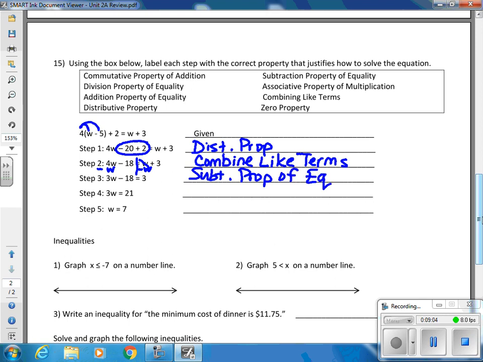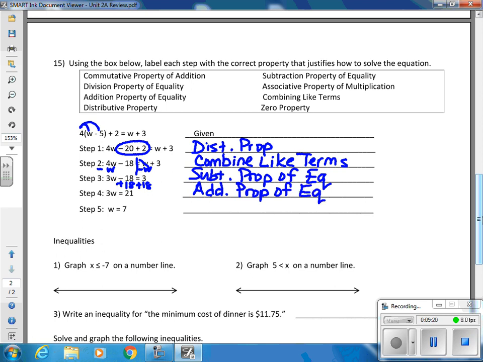Right. For step 3, you'll notice that the minus 18 is gone from step 3 to step 4. So in order to get rid of minus 18, we have to add 18 to both sides. And 3 plus 18 is what made that 21. Right. So when you add the same number on both sides, that is known as your addition property of equality.